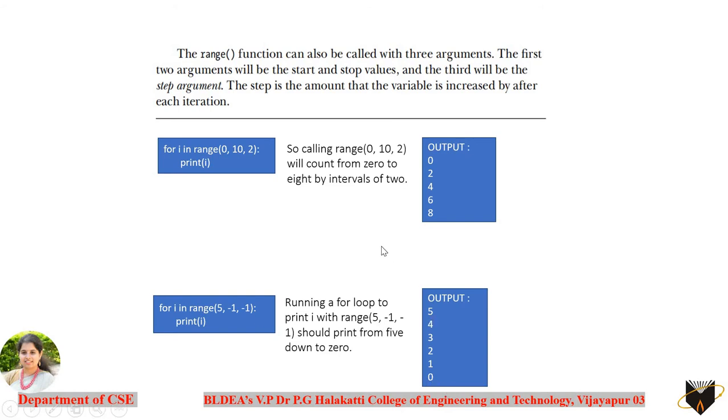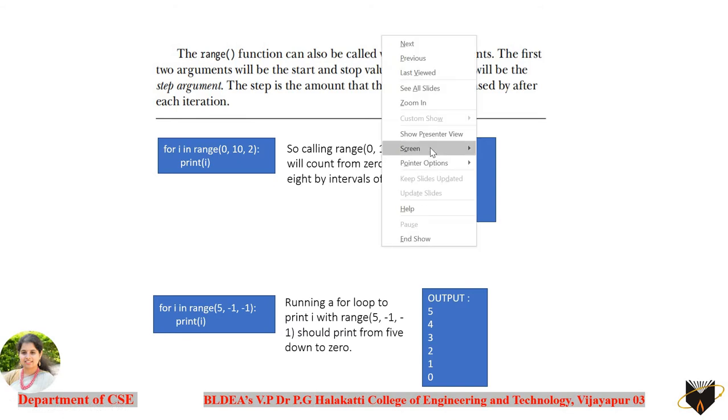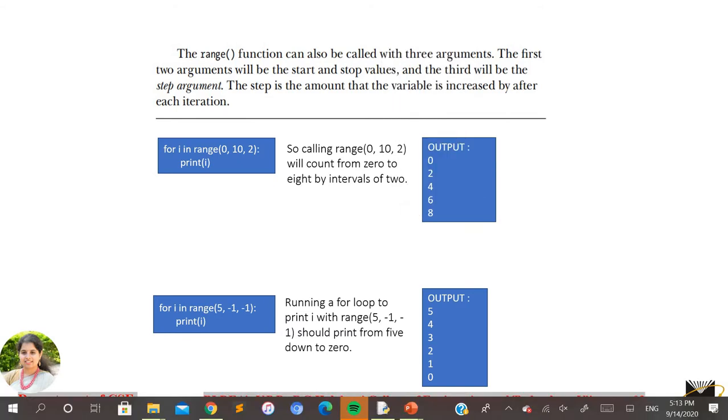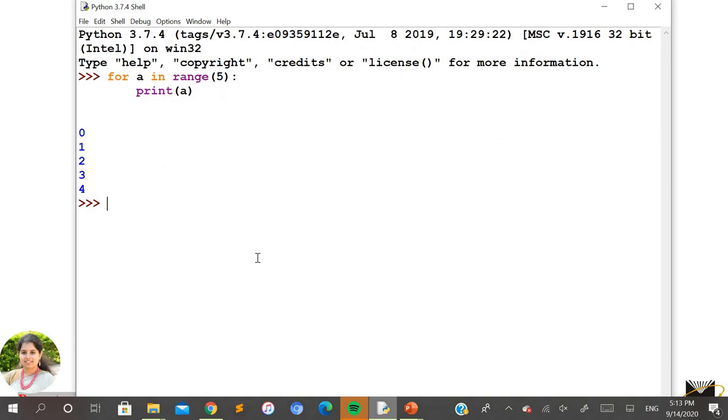So I'll show you with an example here. This is the example where we have seen how it behaves when we take only one parameter in the range method. So let's see how it is going to behave if we take two parameters for a in range. I'll take it from 5 to 10.